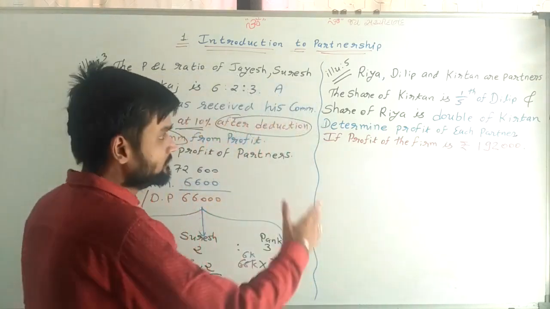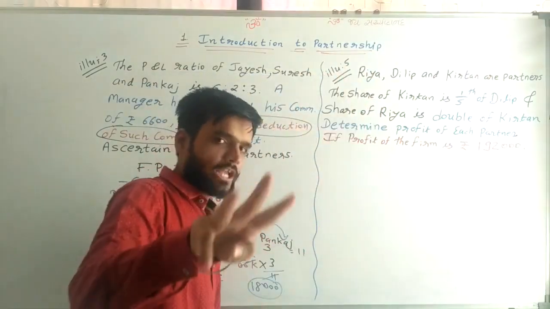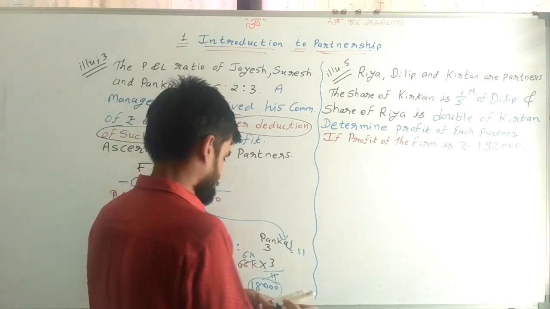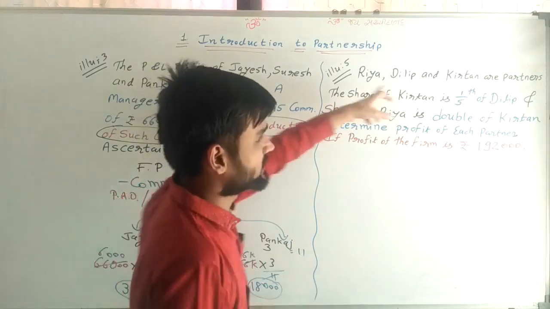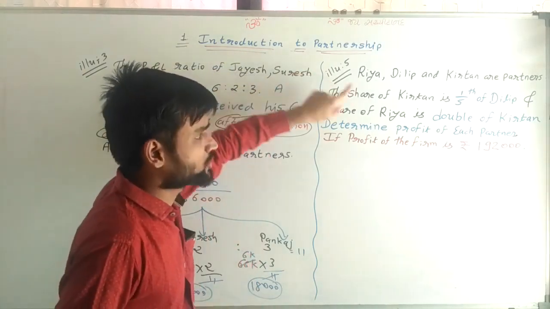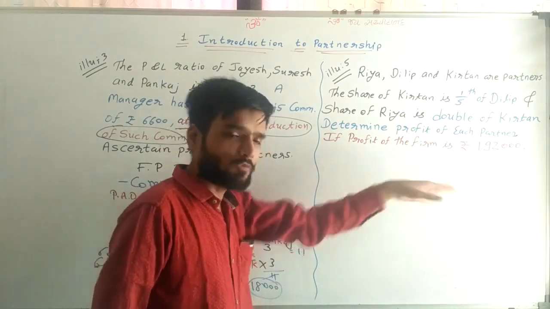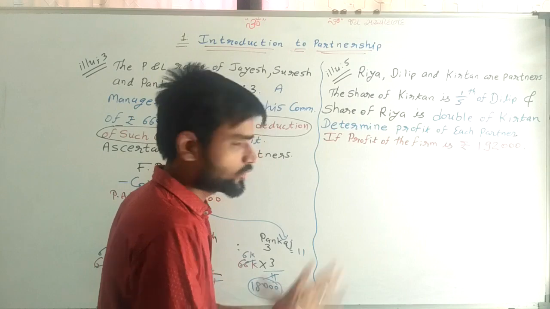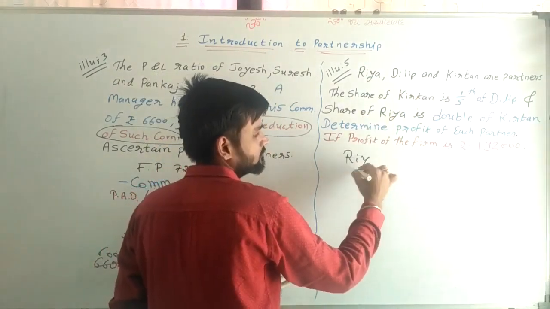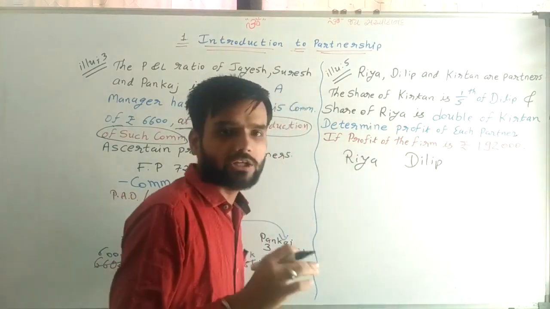See, Riya, Dilip and Kirtan are partners. So again here 3 partners are there. So whatever profit is there, it is distributed among these 3 partners. Now here, the share of Kirtan is... So first of all, I am writing the name of the partners so that we can understand easily. So Riya, second Dilip, and third Kirtan.